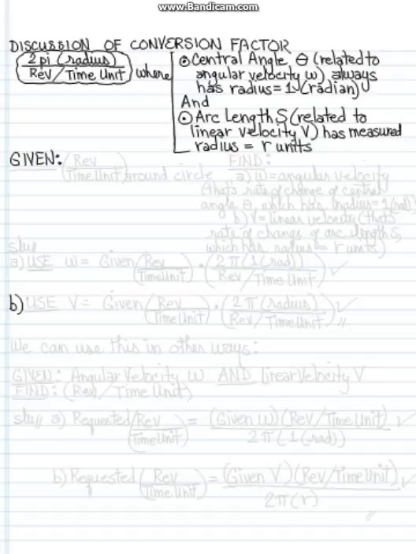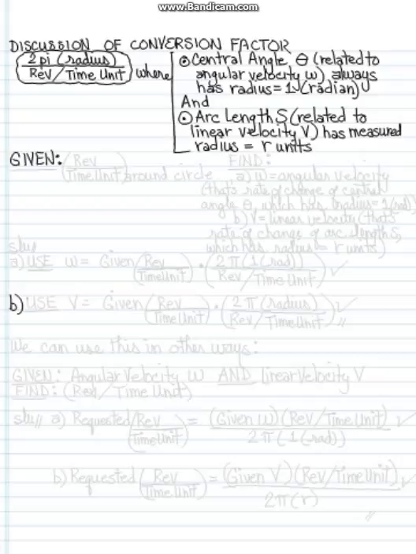Let's have a discussion about conversion factors. The conversion factor of interest here is 2 times the number pi times the radius of a circle divided by the number of revolutions over time units. For instance, you might have 3 revolutions per second or 3 revolutions per hour, whatever it is. So this is our conversion factor, and this is just a reminder of different things that we're going to discuss.